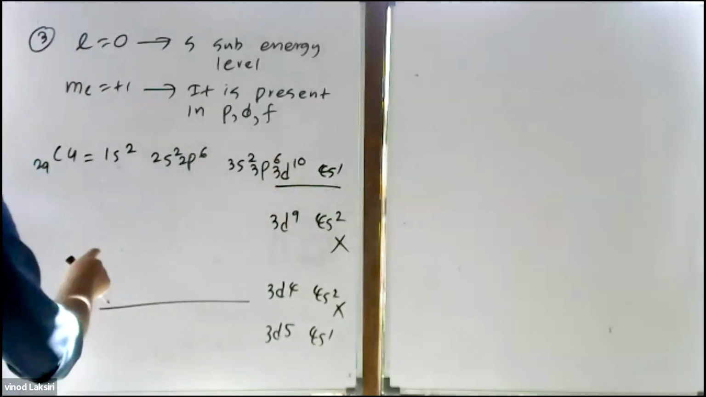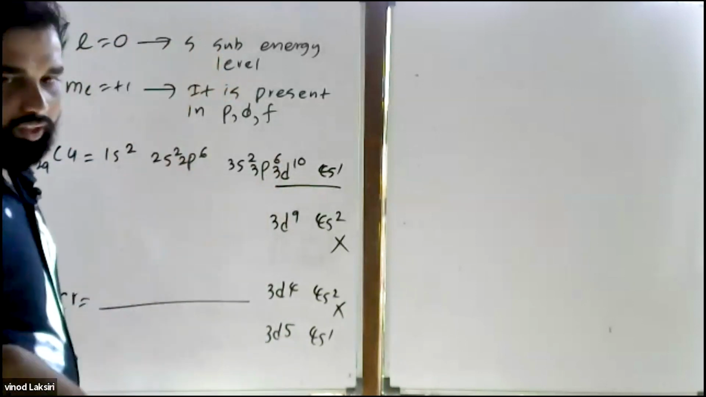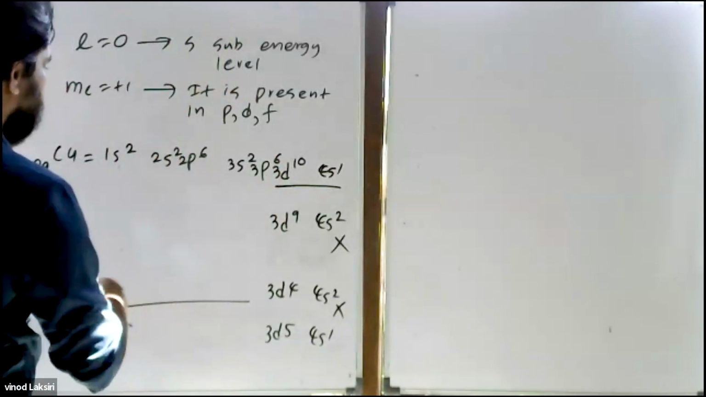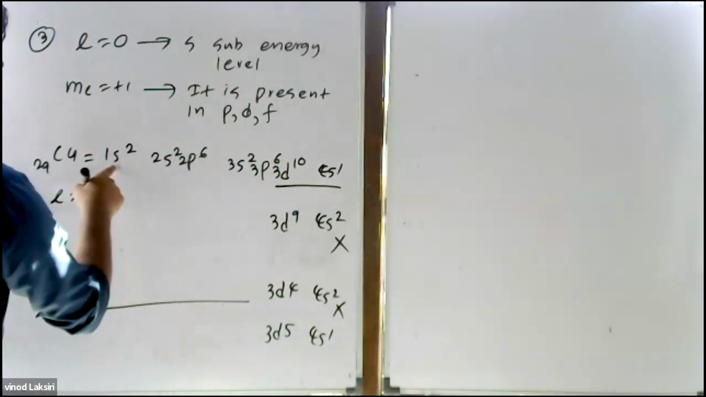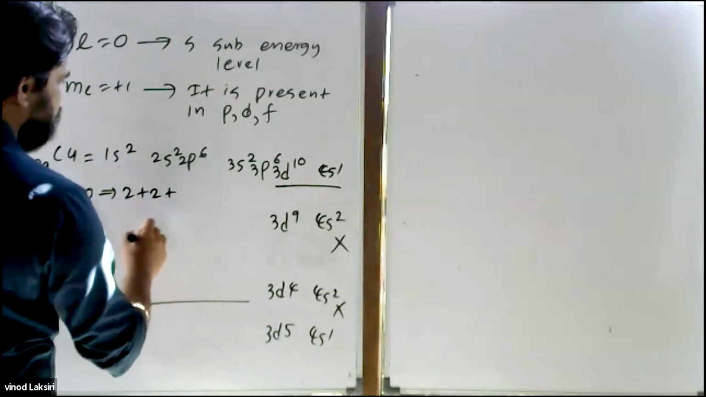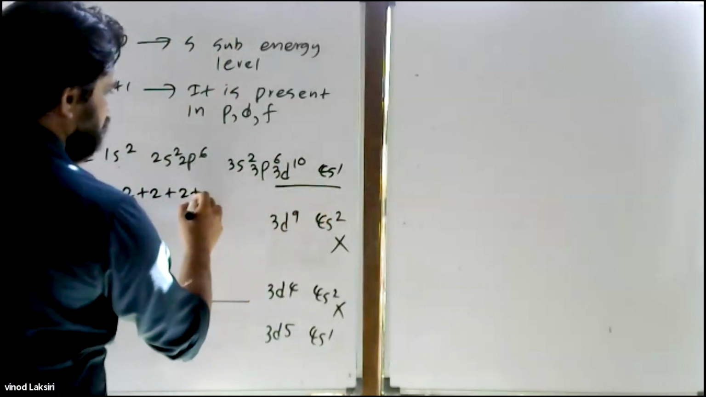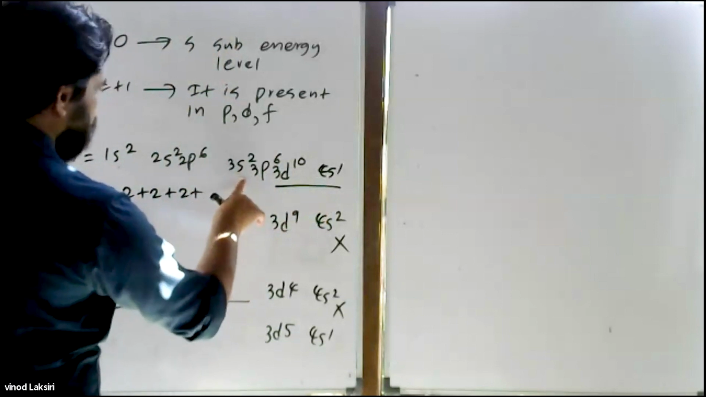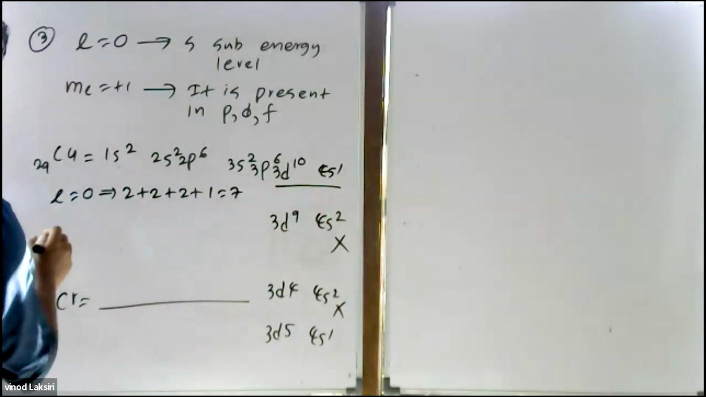Then we have to calculate the number of electrons having L equals 0. That means we have to calculate the S electrons. Right? Then how many S electrons? L equals 0: 1s2, 2 electrons; 2s2, 2 electrons; 3s2, 2 electrons; and 4s1, another 1 electron. Altogether 7 electrons. Right?